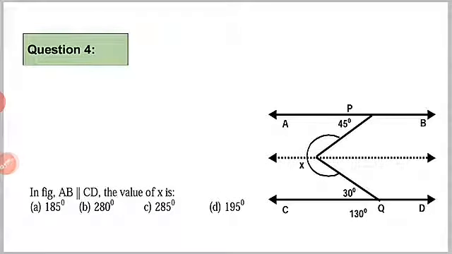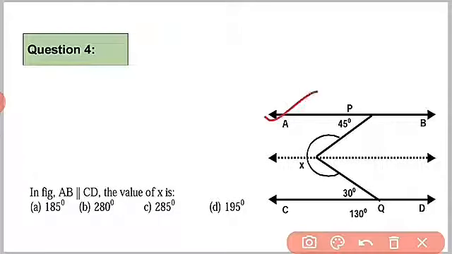Question number 4. AB is parallel to CD. We have to find the value for x. We can construct a line parallel to AB. Then this line will also be parallel to CD. According to the theorem, lines parallel to a given line are parallel to each other. So all these three lines are parallel to each other.